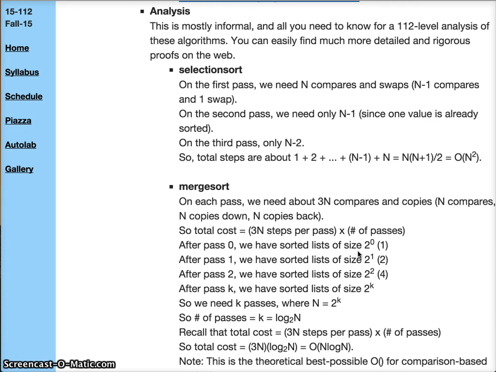We have n comparisons. At each level, we do first n comparisons, then n minus 1, n minus 2, down to 1. We add those all together, we get O of n squared.